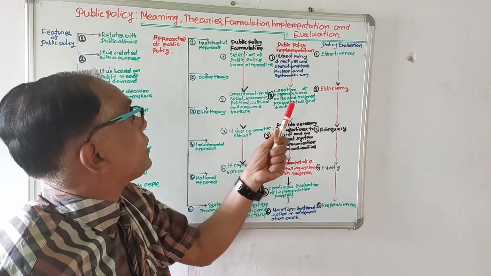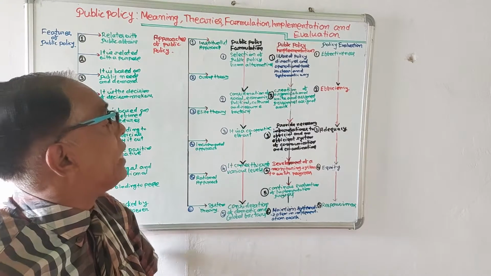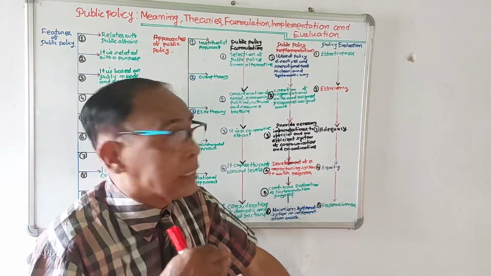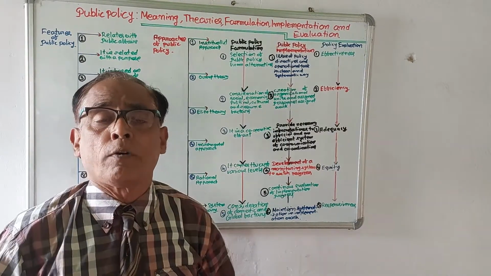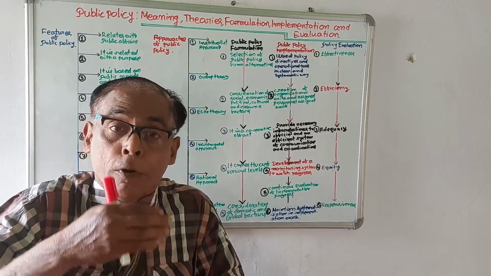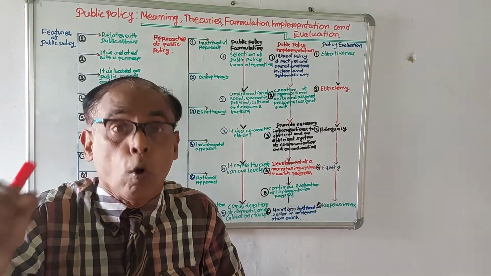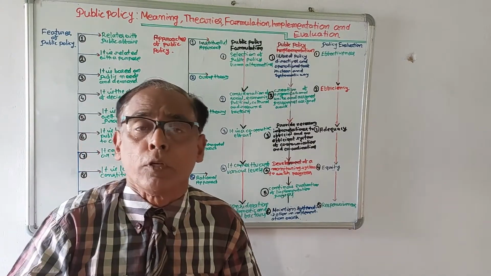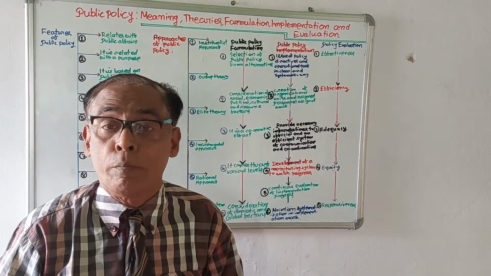Number 2, creation of organizational units and assigned personnel, assigned work. For the implementation of public policy, an organization must be created and people must be assigned the work, how to implement the policy. Otherwise, public policy cannot be implemented in a better way.